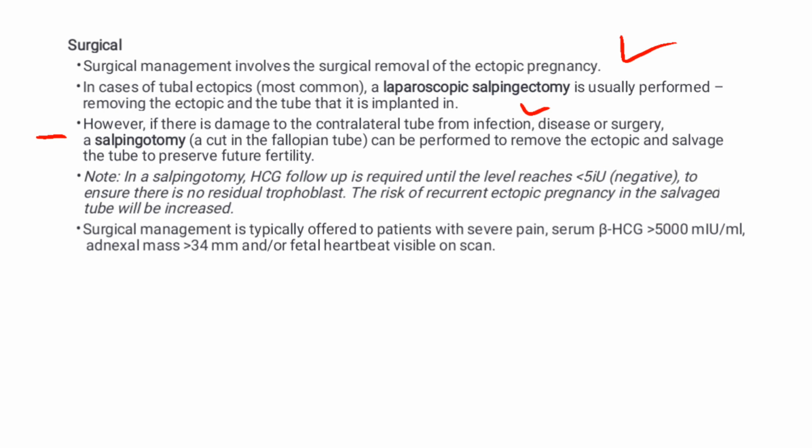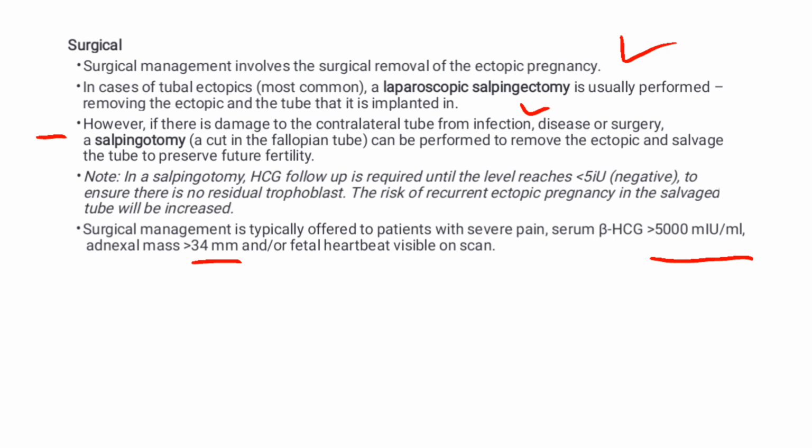Okay, then surgical management. It is typically offered to patients with severe pain and a serum beta HCG of more than 5,000 international units per mil, and an adnexal mass of more than 34 millimeters, which is more than 3.4 centimeters, and/or a fetal heartbeat visible on scan.